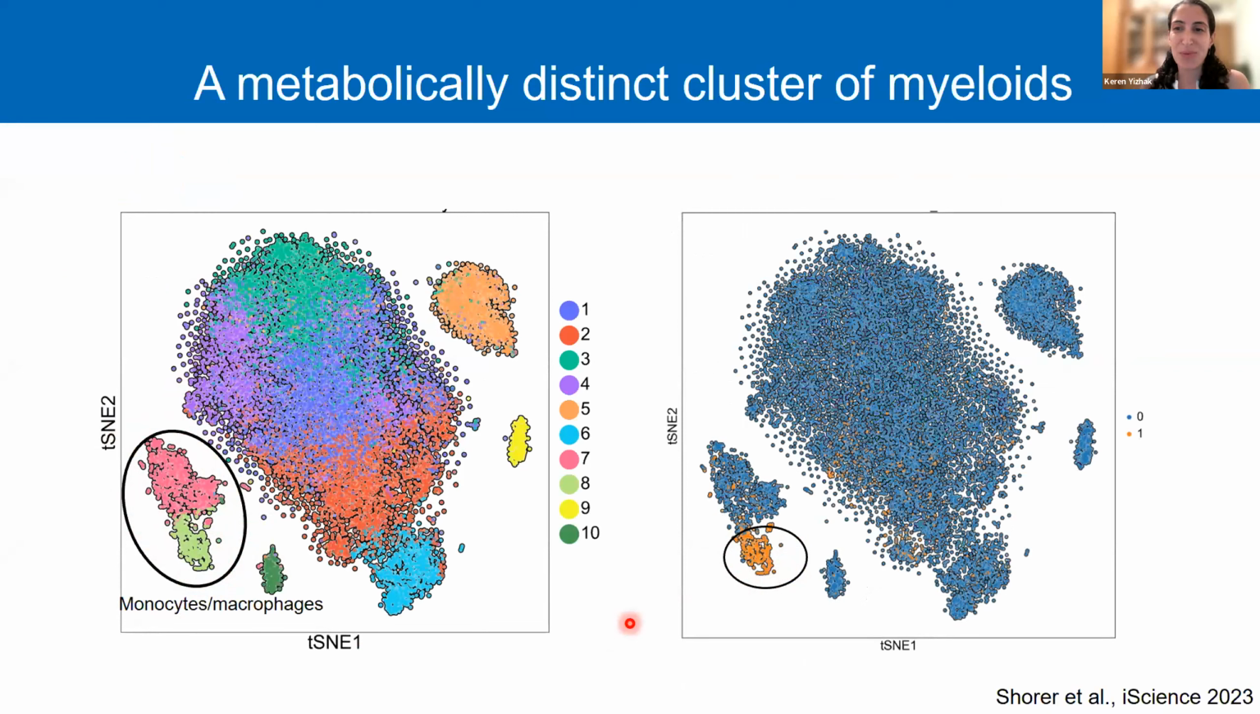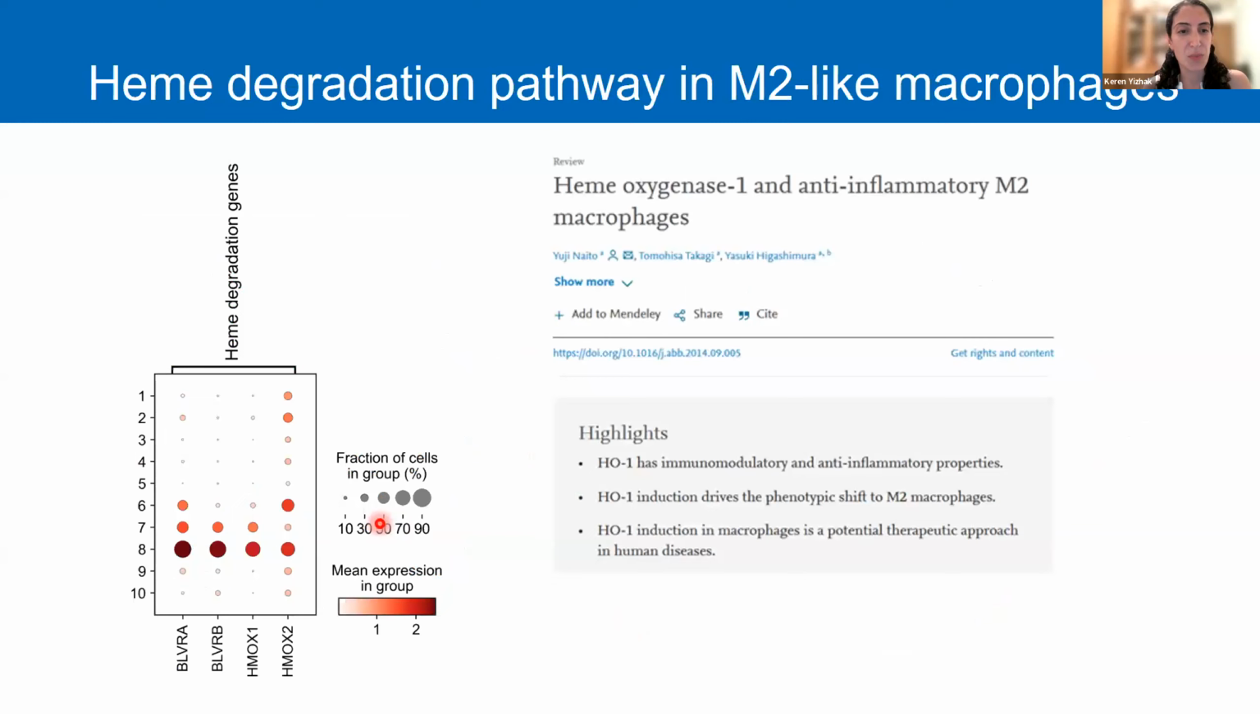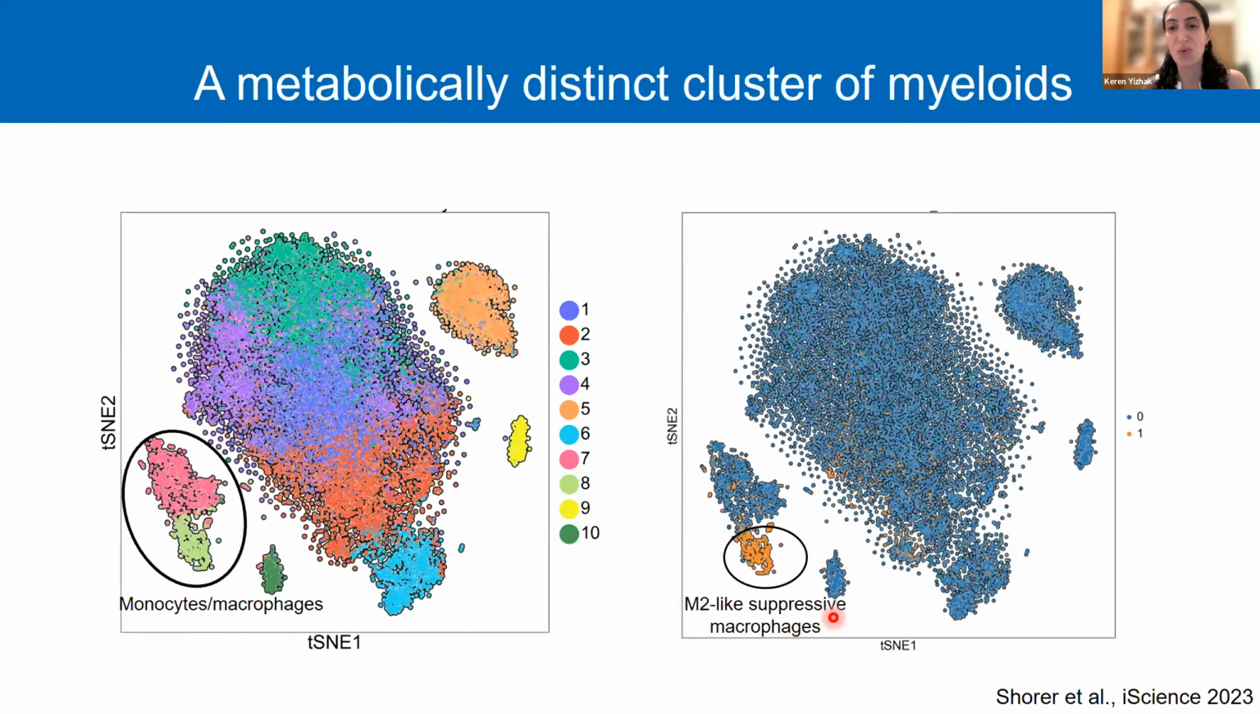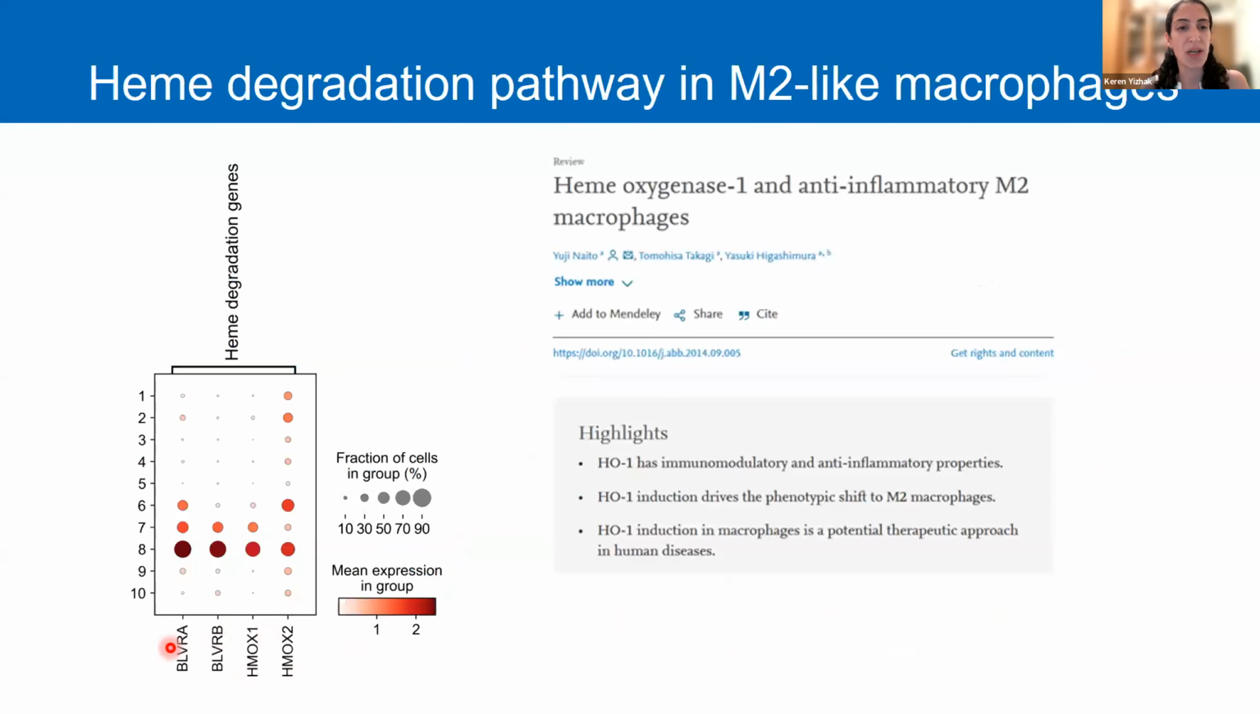This was a very special patient because she was the only one in our cohort that had an acquired resistance. And indeed, looking at the metabolic profile of this patient, sorry, I forgot to say that these were mostly M2-like suppressive macrophages, and the metabolic profile showed high expression of HMOX1 and the biliverdin pathway, which are known to drive the phenotypic shift to M2.